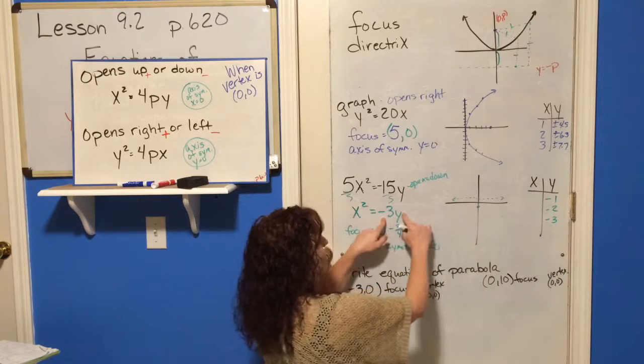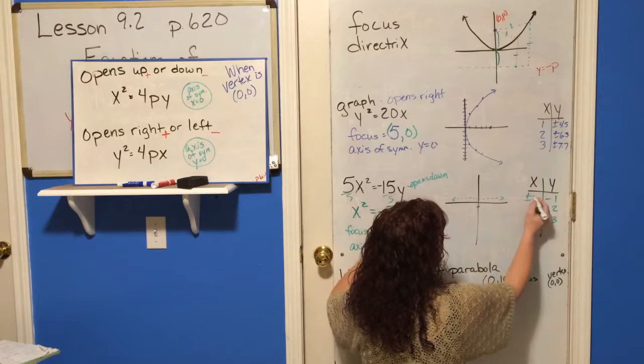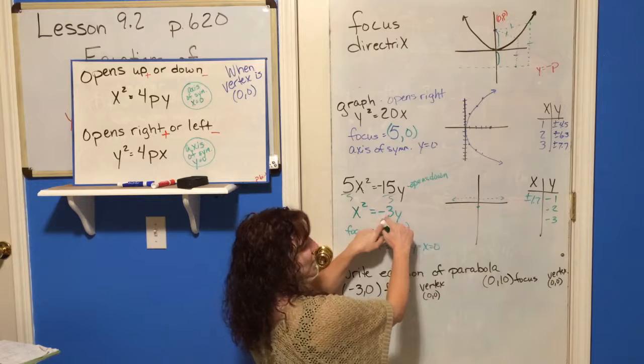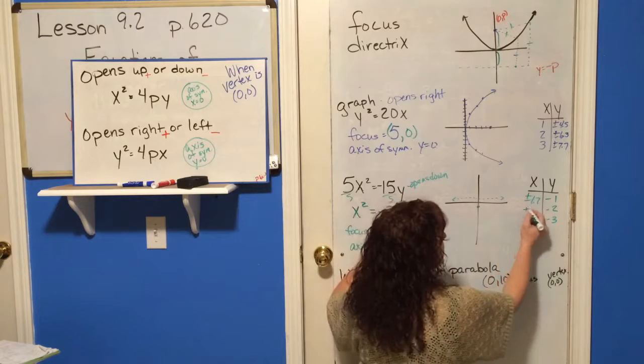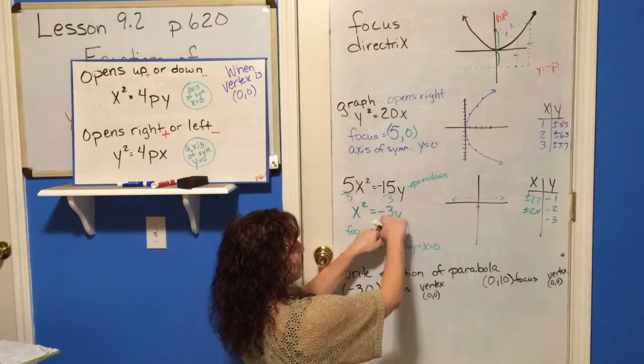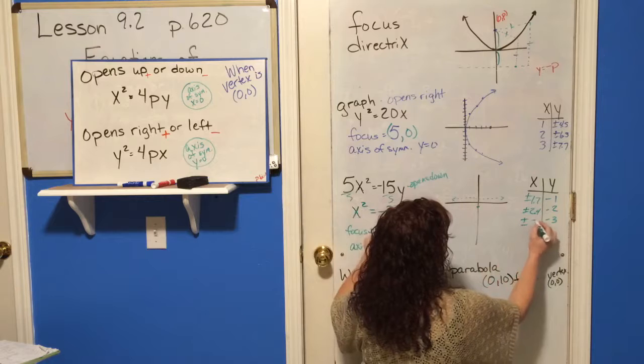So -1 times -3 is a +3, and the square root would be plus or minus 1.7. -2 times -3 is +6. Square root of +6 is plus or minus 2.4. And then -3 times -3 is +9. Square root of 9 is plus or minus 3.